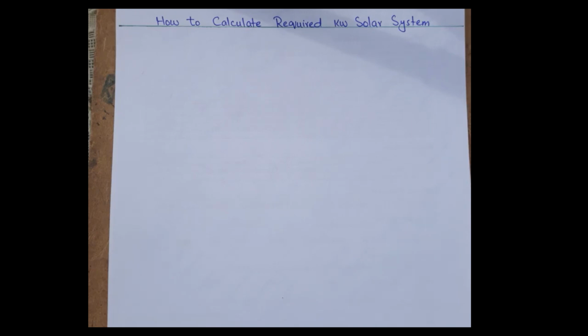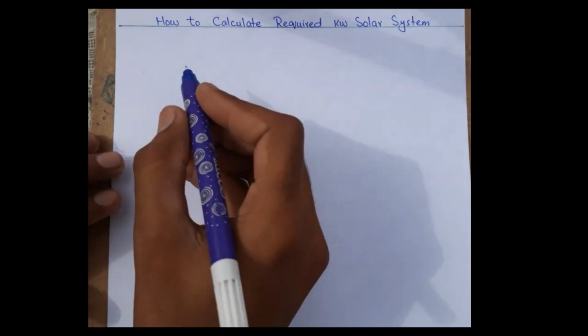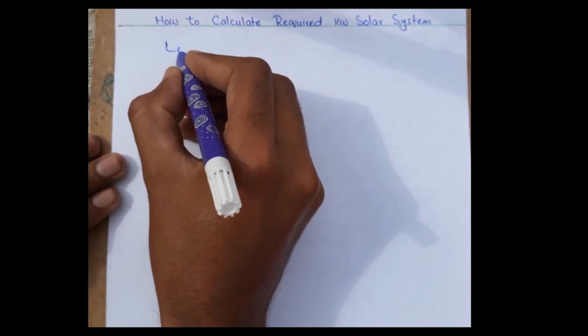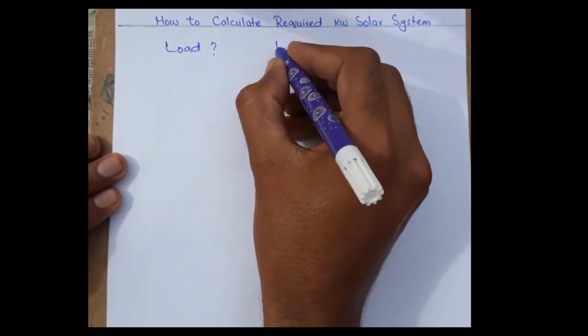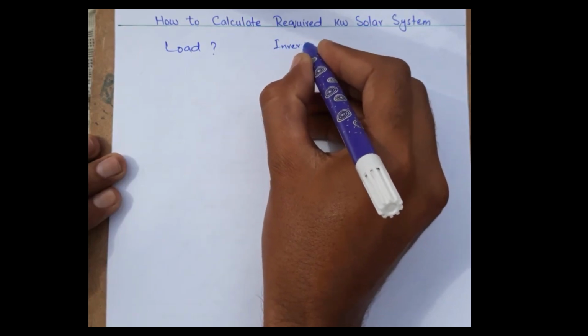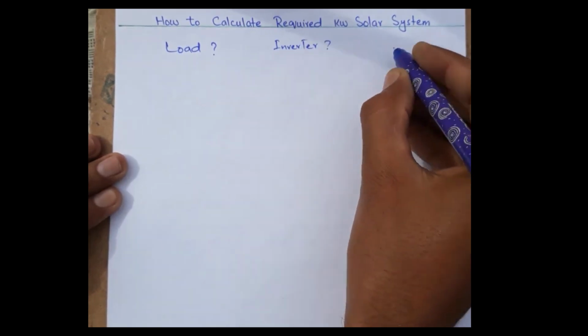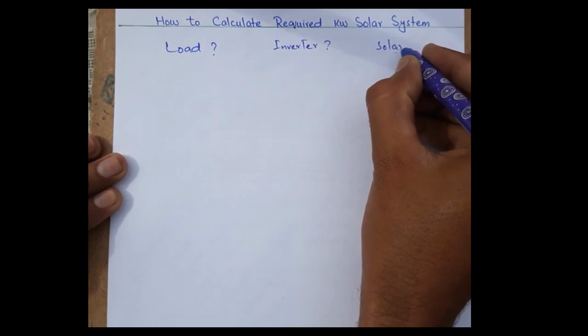The first step is to determine the load of your home. Once we know your load, we can decide the size of the inverter and the number of solar panels needed. So let's first talk about a small family home, which typically has one air conditioner and other necessary household appliances. We'll calculate the load for such a home, and then we'll discuss the required solar panels and inverter size accordingly.